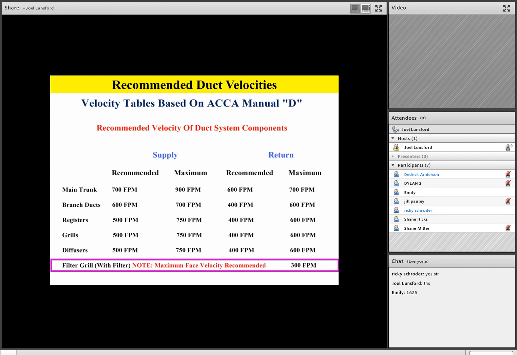But if you have a return grill without a filter in it, that 400 to 600 feet per minute is the recommended velocity across those return grills. But if there's a filter in it, you do not want to exceed 300 feet per minute across that filter. That's recommended Manual D. So any questions or comments on the velocity tables that we've provided for Manual D as we start looking at some of the specific components, main trunks and branch ducts and so on, as we've discussed in this session?